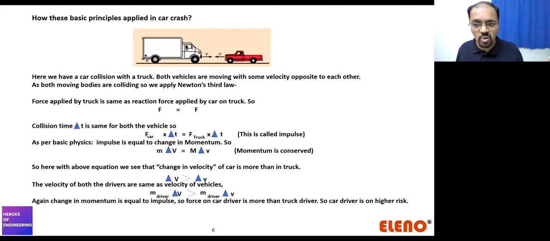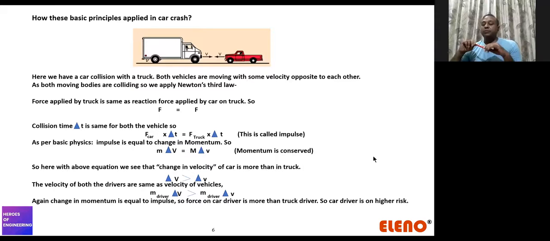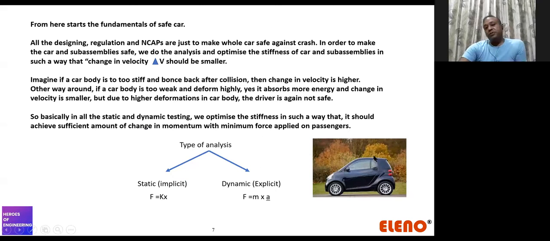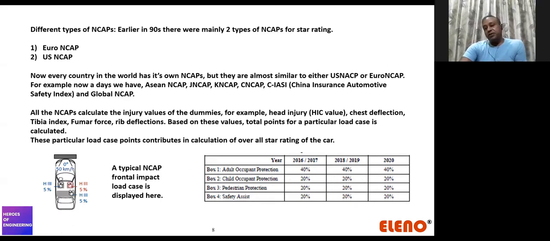So the guys, those who didn't get the answer, I tried to reply to a few of the questions, but let's move forward with NCAP. Yeah, sure. I have told that now we are just moving forward, and most of the questions we are going to cover in the last.